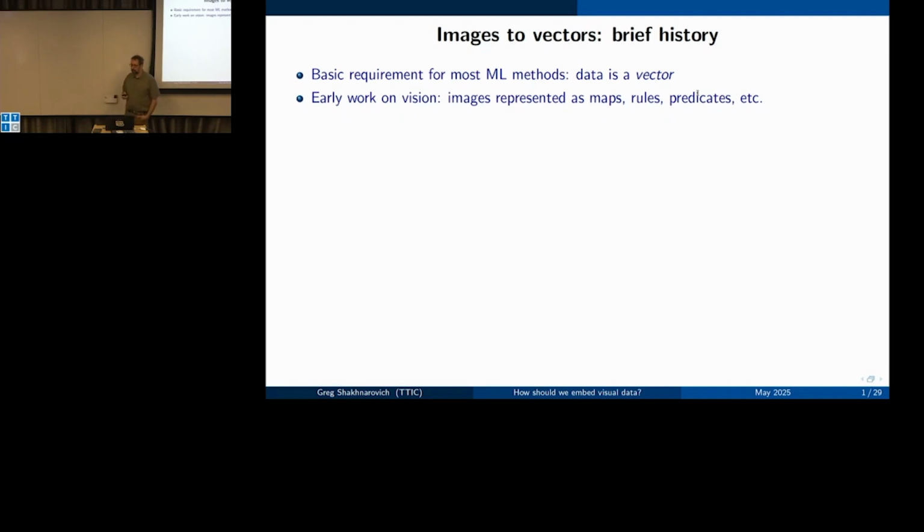Initially, when people started thinking about how to make computers understand the visual world, they would think of largely handcrafted representations, created by people thinking hard about what is the right way to represent an image. People would represent images as maps, as sketches, as various sets of rules, predicates which may or may not be true about images, etc. So not data which is naturally numeric. In the end, everything is numbers in the computer, but from a human perspective, there was a fundamental mapping of images into other types of data.